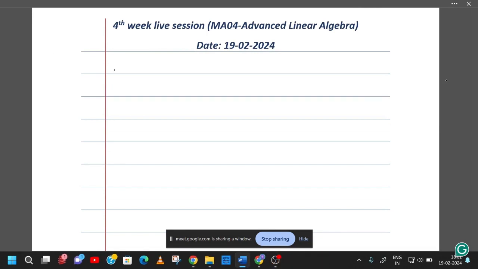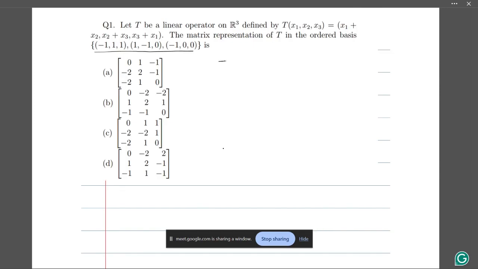Welcome everyone. I'm writing here T of (-1, 1, 1). This is equal to... first we will apply this, D is given here. So this will be 0, x1 plus x2, x2 plus x3 is 2, and then here we have 1 and -1, then again it is 0.